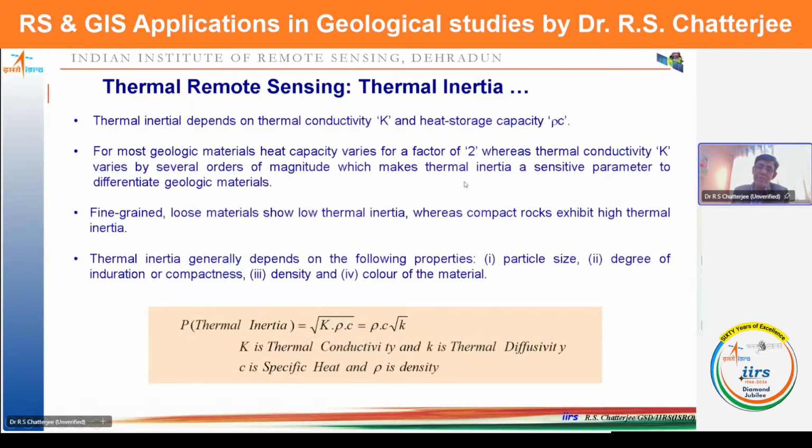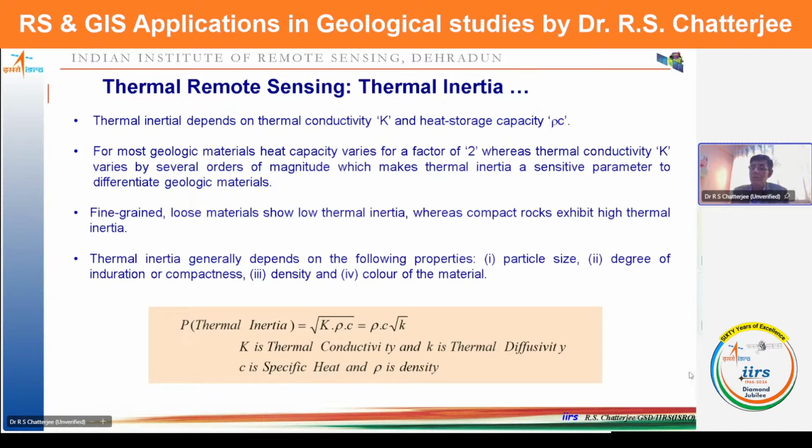And you see this apparent thermal inertia depends on some of the properties of the material. What is the particle size of the material? What is the degree of induration or compactness? And what is the density and color of the material? Color dictates how much the solar radiation is reflected and how much it is absorbed. The rest are all inherent properties of the material, and they give the material its resistance to temperature change.